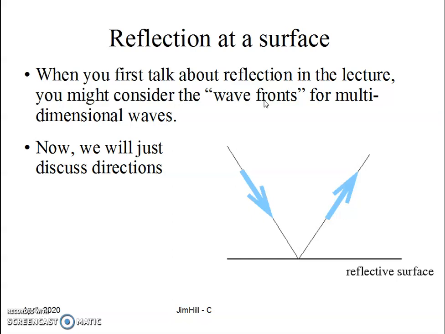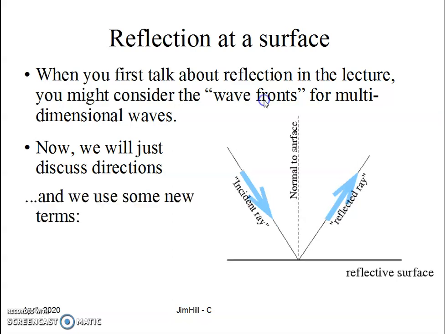To do that, we'll need to talk about a little bit of math and a little bit of vocabulary. Normal to the surface, normal is just a math word for perpendicular. It's an imaginary line perpendicular to the surface wherever I want to draw it. And I want to draw it where the incoming, or we say incident, ray hits the surface, which is also where the outgoing or reflected ray comes from the surface.